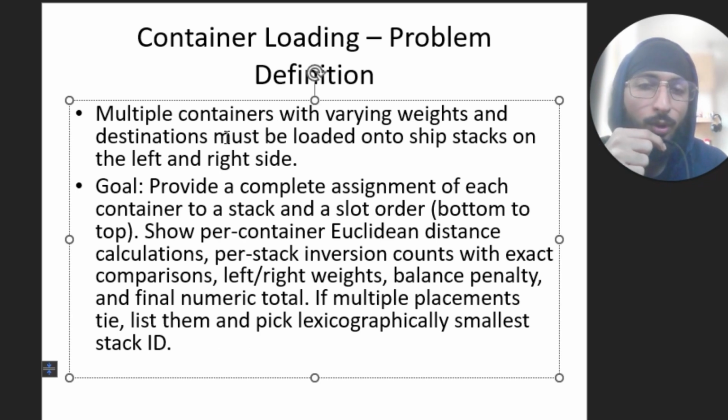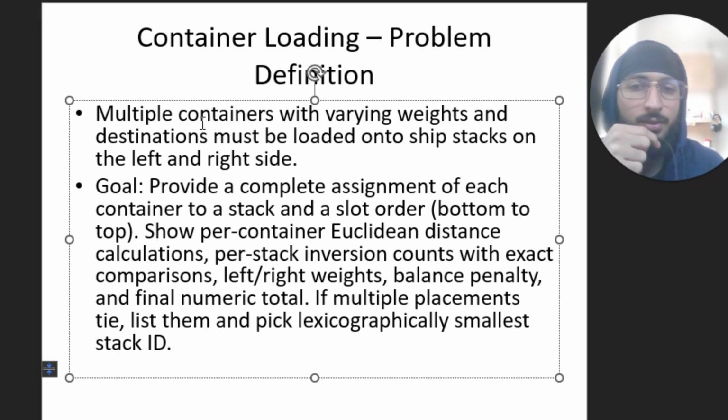Now moving on to container loading problem. So basically, in brief, we have multiple containers with varying weights and destinations, and they must be loaded onto the ship stacks on the left and the right side. And our goal is to provide a complete assignment of each container to a stack and the slot order bottom to top. And we have to show per container Euclidean distance calculations, per stack inversion counts with exact comparisons, left right weights, the balancing penalty, and the final cost that we have. If multiple placements tie, then we list them and pick the lexicographically smallest stack ID.